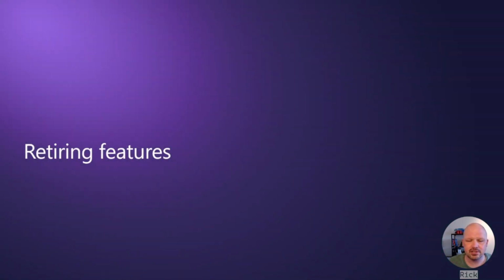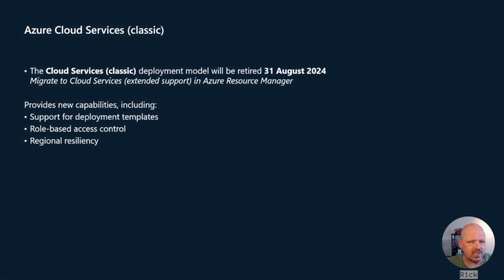Starting with the retiring features, for this month there was only one, but it's an important one. Cloud Services Classic is being deprecated on August 31st, 2024. So that's this year. You do need to migrate over to extended support if you want to continue using cloud services. And that extended support, which is in Azure Resource Manager, will allow you to have extra capabilities like support for deployment templates, role-based access control, and regional resiliency. So there's an added bonus to actually migrating over to that new form of cloud services.